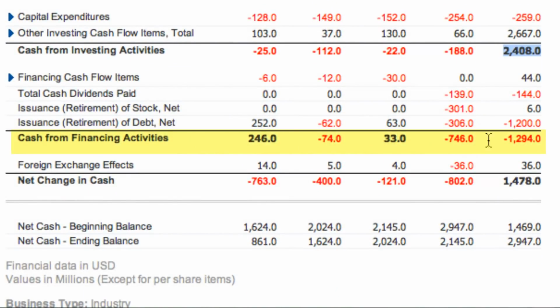Then when we go down to the financing activities, you can see that the positive number here is really bad because that means they're just taking on a bunch of debt.